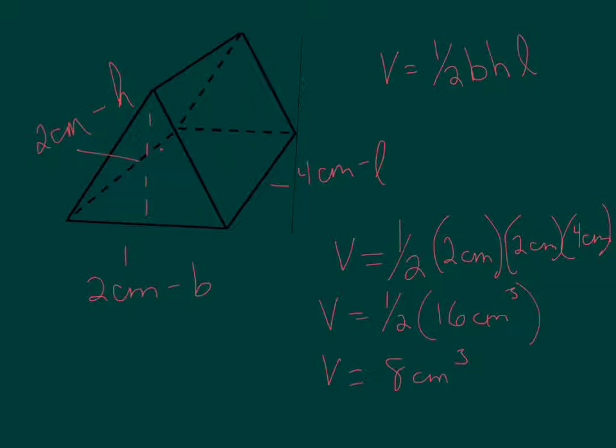Don't forget your cubic units. Just like you have to multiply each number, you have to multiply centimeters times centimeters times centimeters. That's 3 separate centimeters, so it's centimeters cubed. So that means that this triangular prism can hold 8 1 centimeter by 1 centimeter by 1 centimeter cubes.